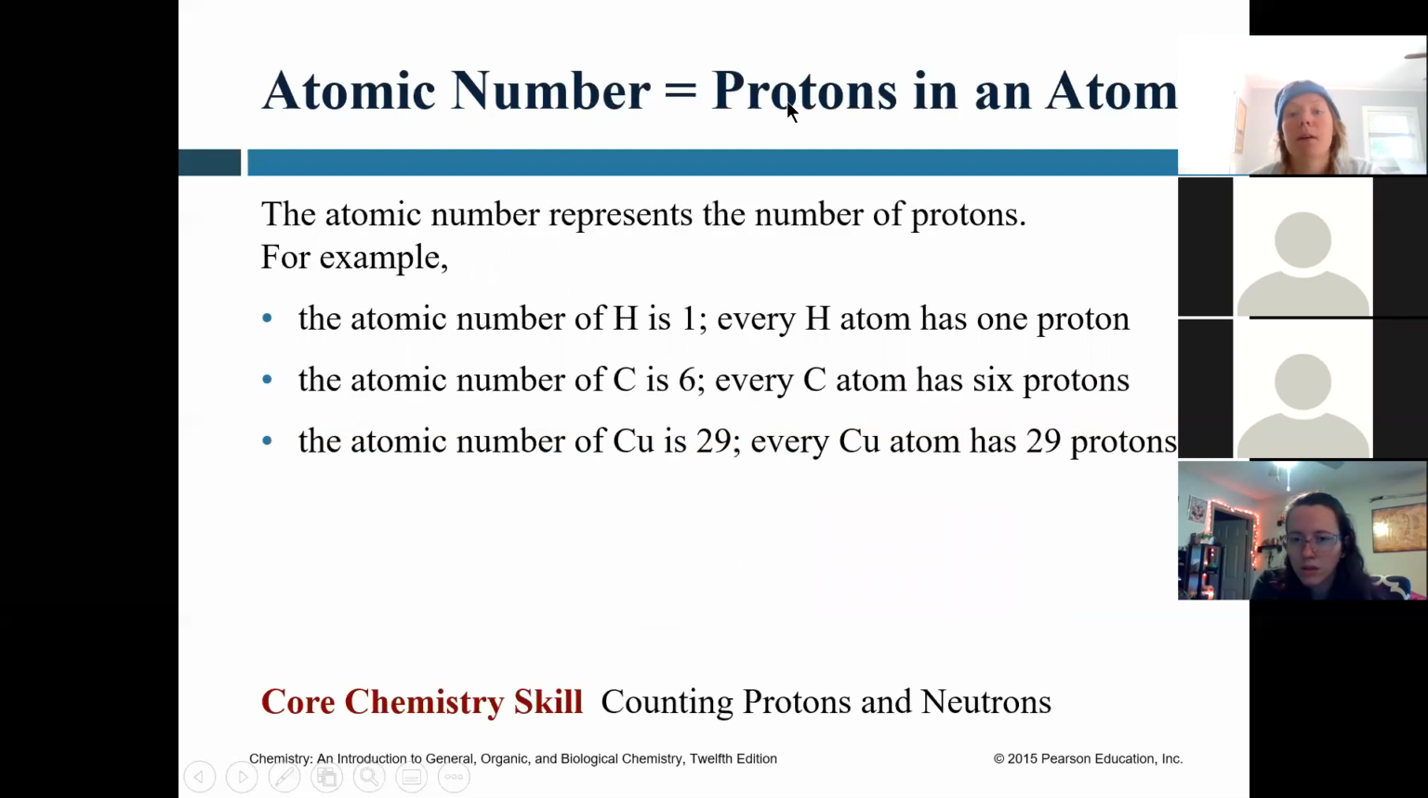So atomic number equals the number of protons. The atomic number of hydrogen is 1. Every hydrogen has 1 proton. If you have 2 protons, you are not hydrogen anymore. You are now helium. You've become something different, okay? Carbon has 6, so it's got to have 6 protons. Copper, 29, got to have 29 protons.